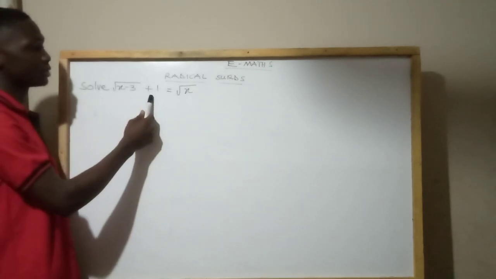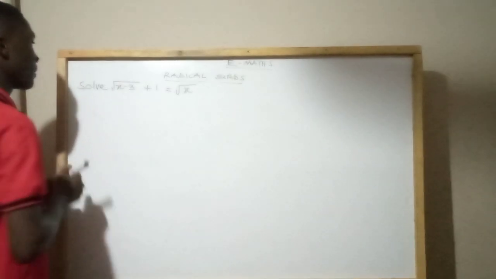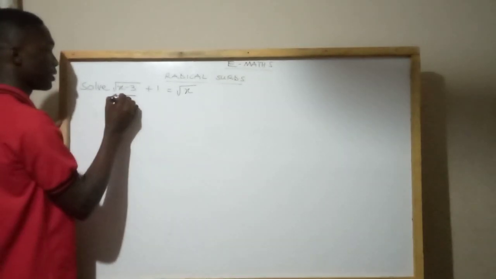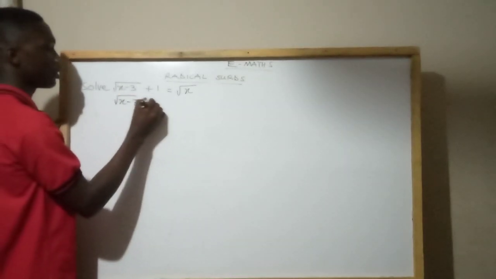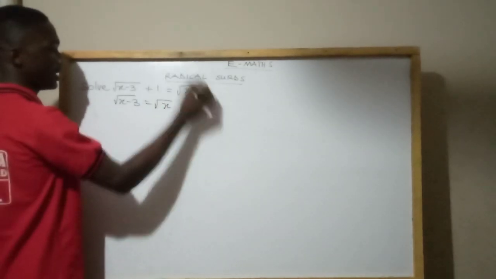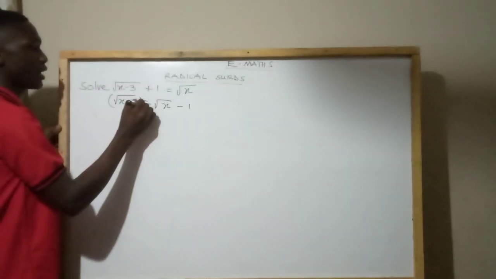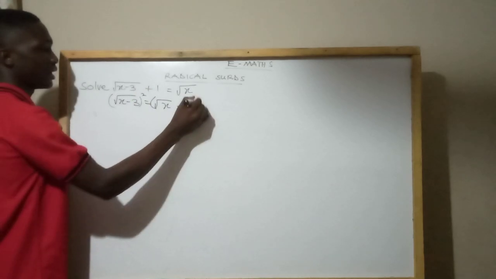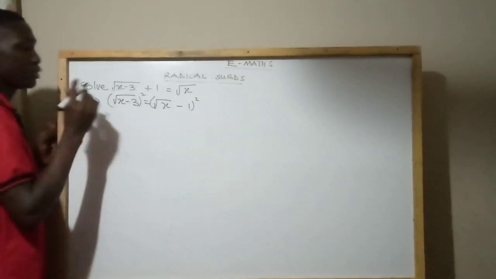Because it is plus, when it goes here, it becomes minus. So you get the square root of x minus 3 is equal to the square root of x, then minus 1, just like this. Then after that, you square both sides, square here and then square here. Square both sides of the equation.